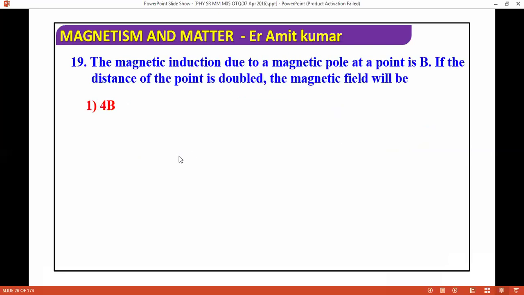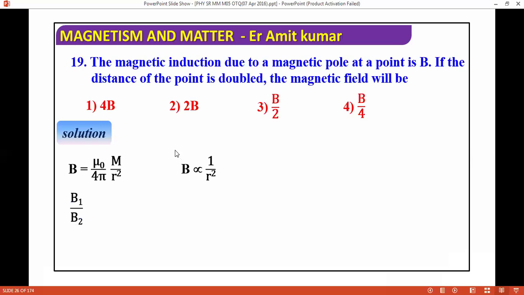Next we are moving with the magnetic induction due to a magnetic pole. The field at a point is capital B. If the distance of the point is doubled, then the magnetic field will be what? These are very easy questions, you can do them easily.